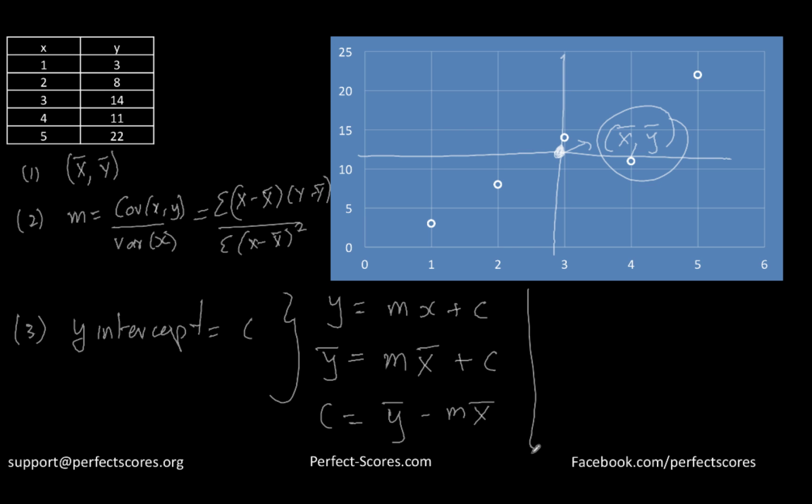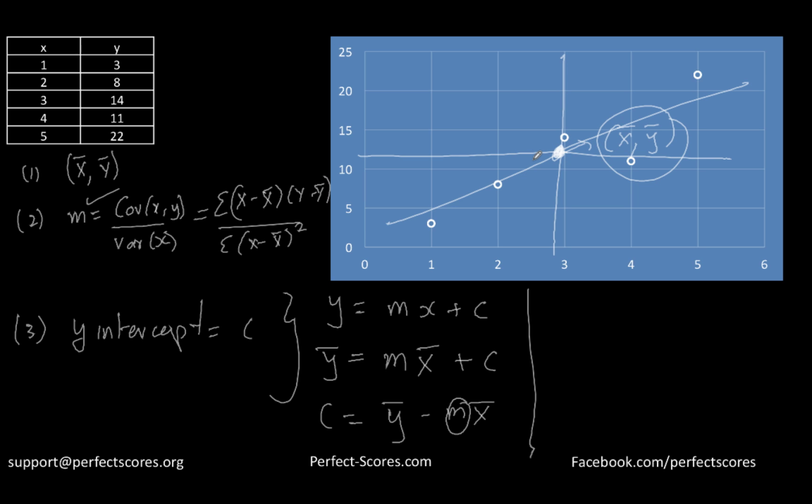And what is m equal to? M is equal to the slope, which you're going to find using this. So this is how you will find the value of the intercept, that is y bar minus m x bar, because you already know that the line actually passes through this point.